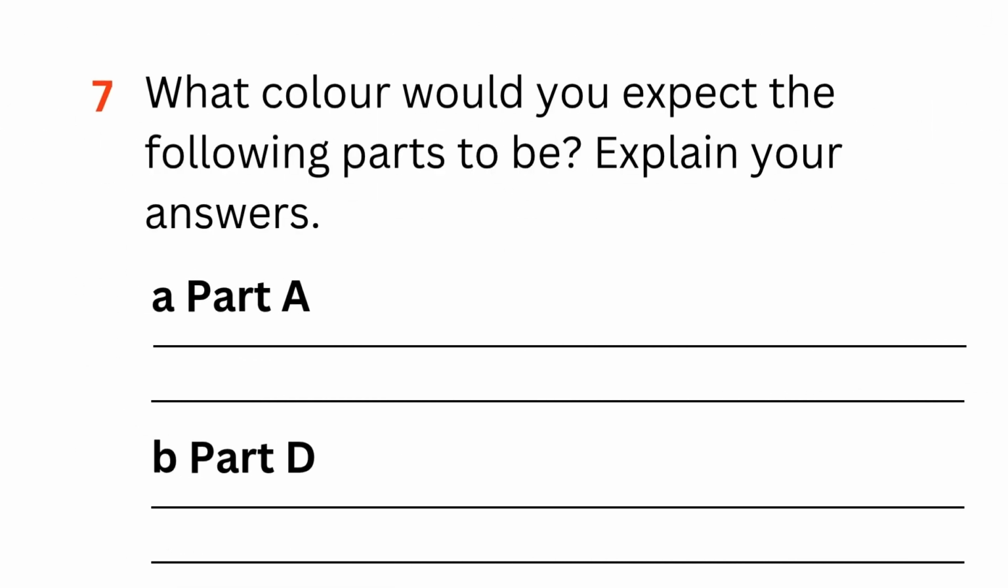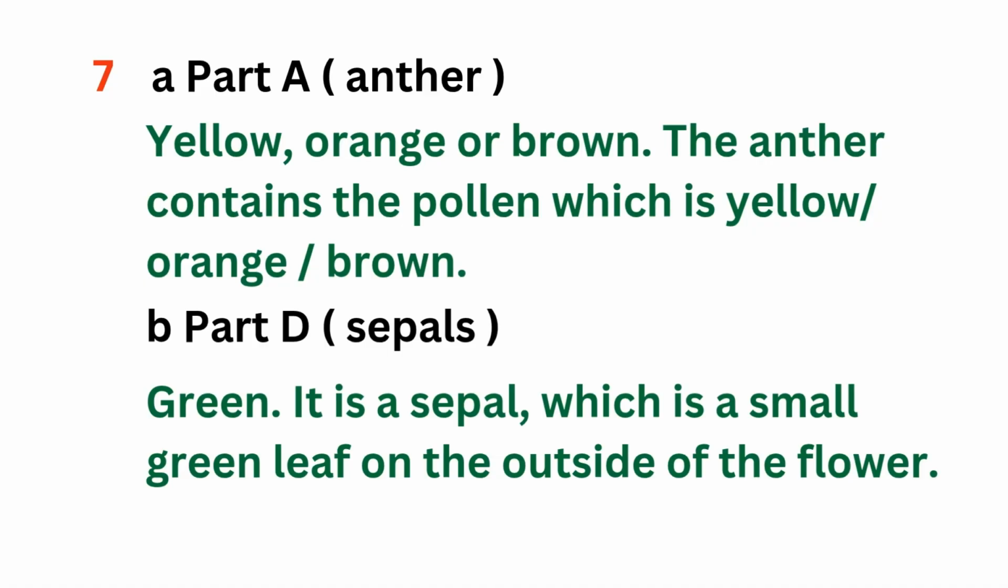Question number 7. What color would you expect the following parts to be? Explain your answer. A. Part A. Anther. The anther will be yellow, orange, or brown. The anther contains the pollen, which is yellow, orange, or brown. B. Part D. Sepals. The sepals are green. It is a sepal, which is a small green leaf on the outside of the flower.